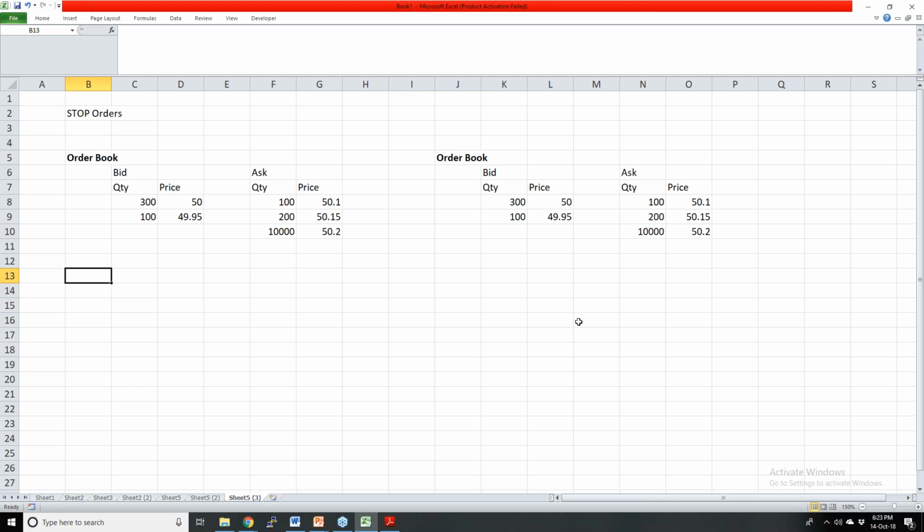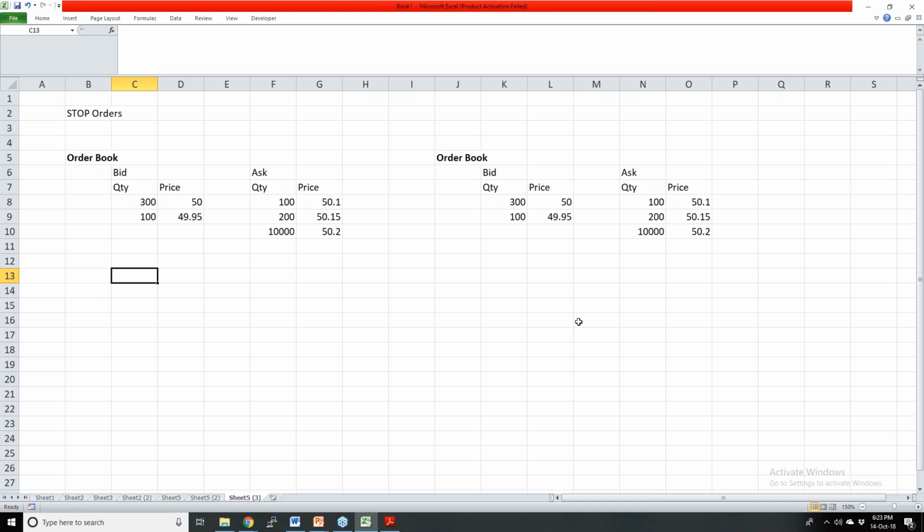Can we cancel limit and market orders? You cannot cancel a market order once it has been placed because it will get executed. You can obviously cancel a limit order that has not been traded. So if a limit order has not been traded, you can cancel it, modify it, whatnot.